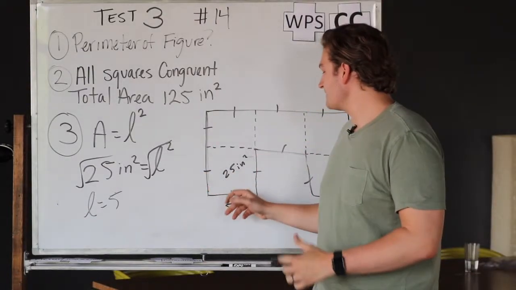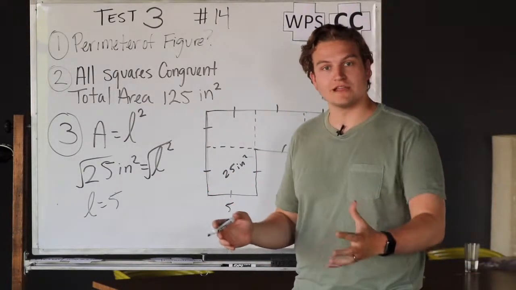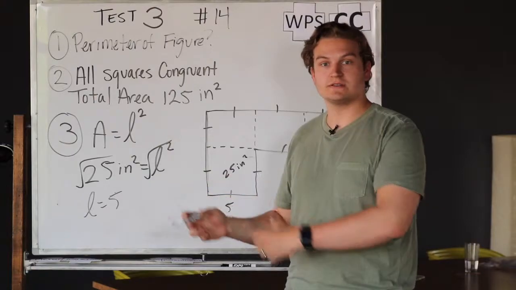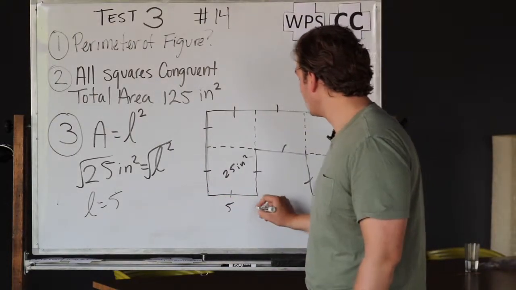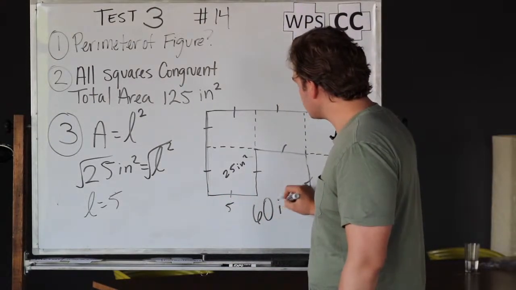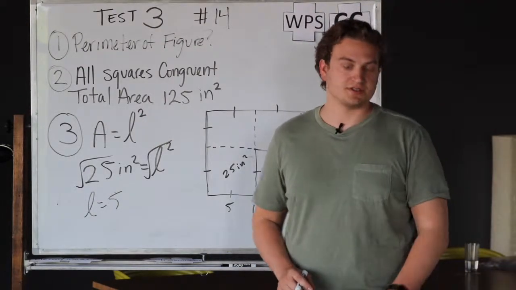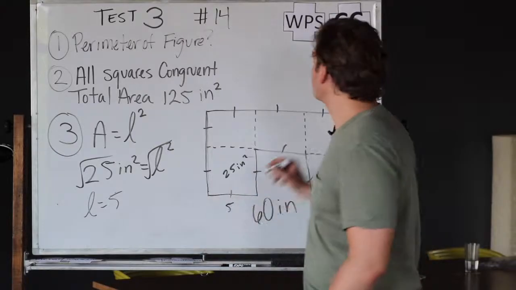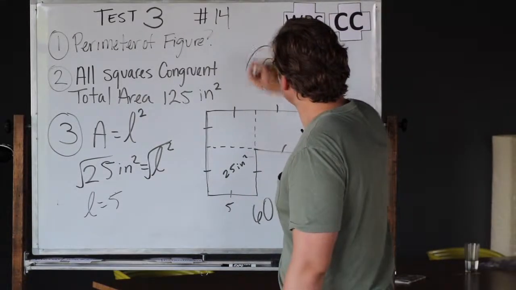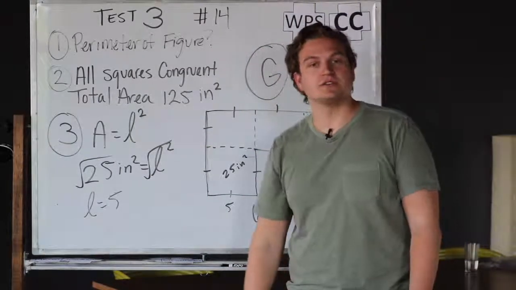Each length is 5 inches, so 12 lengths times 5 inches is a total of 60 inches. The perimeter of our figure is 60 inches, which is answer choice G. So your answer to this question is G.